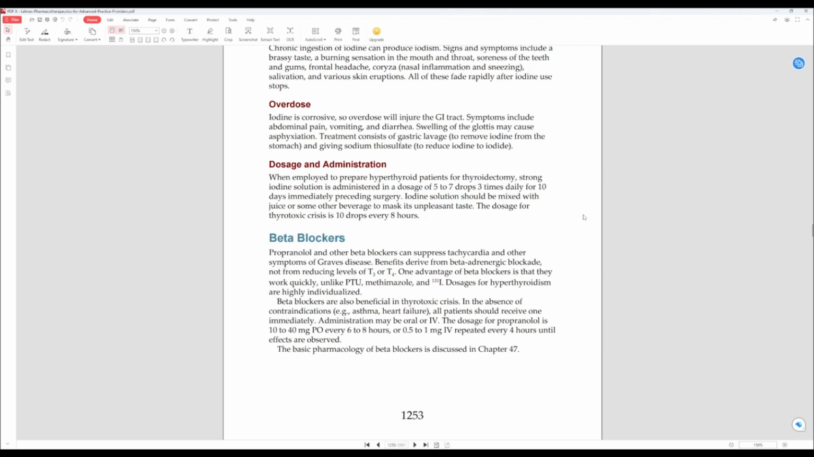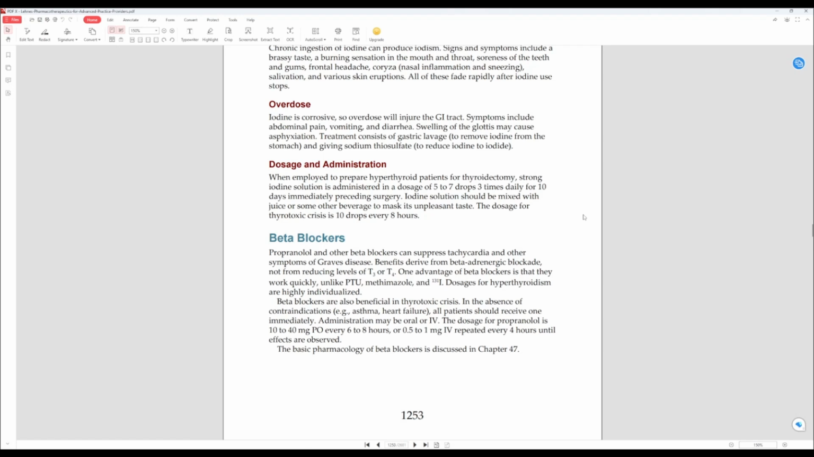In the absence of contraindications, so your asthma or heart failure, all patients should receive one immediately. Administration may be oral or IV. The dosage for propranolol is 10 to 40 milligrams PO every 6 to 8 hours, or 0.5 to 1 milligram IV repeated every 4 hours until the effects are observed. The basic pharmacology of beta blockers is discussed in chapter 47.